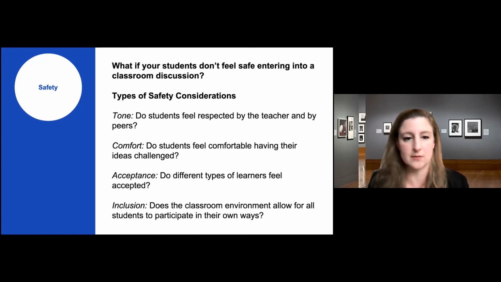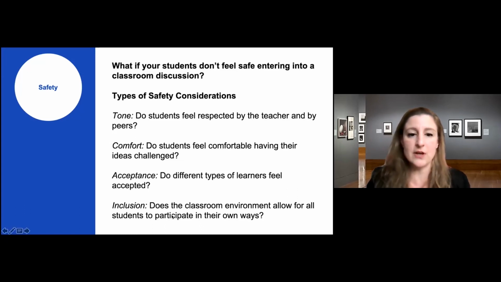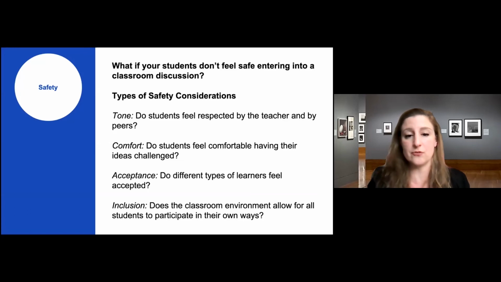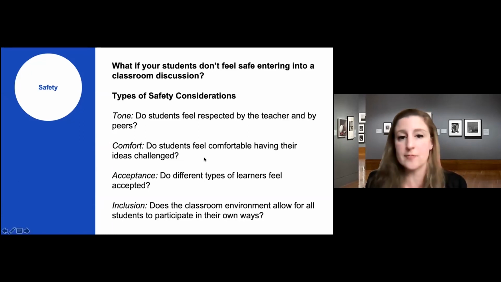means to discuss something. And then asking about whether the discussion is accessible to a lot of different types of learners. Is it at the right challenge level? Are there different ways that different students can participate? And I'll talk a little bit more about that. And does the classroom environment allow for students to participate in different ways, right? If you're a question asker, will it allow for you to ask questions? If you're somebody who just likes to share observations, will it allow for you to do that?